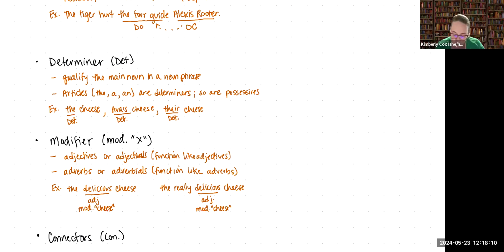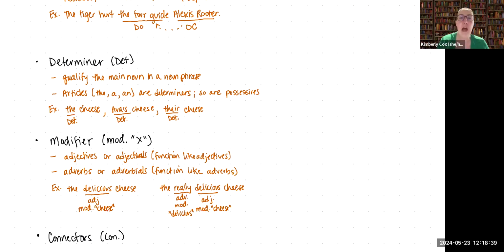So then really poses an interesting question. Here, it actually functions like an adverb because it modifies delicious and not cheese. It tells you how delicious the cheese is. So this is all still part of the noun phrase, and we'll talk about that in a minute, but it is really important to be able to identify which words modify which words, or which sets of words modify which words.